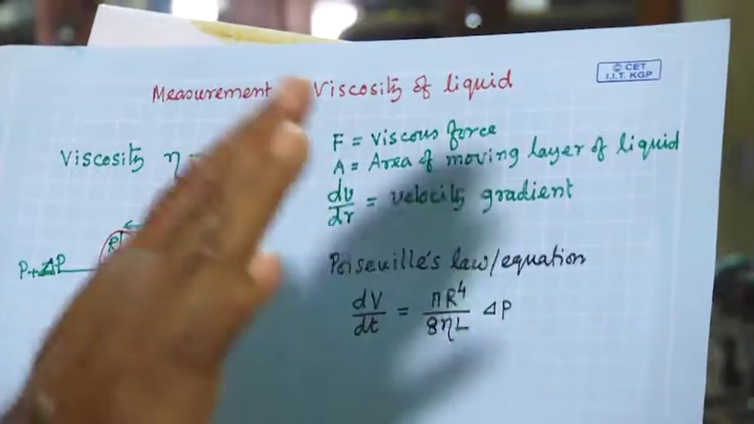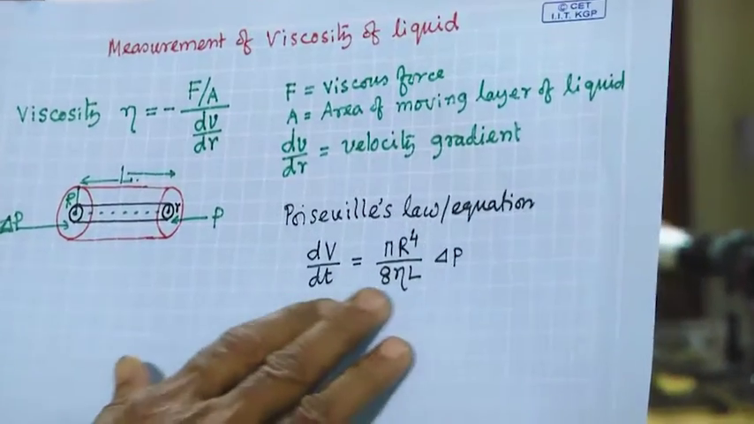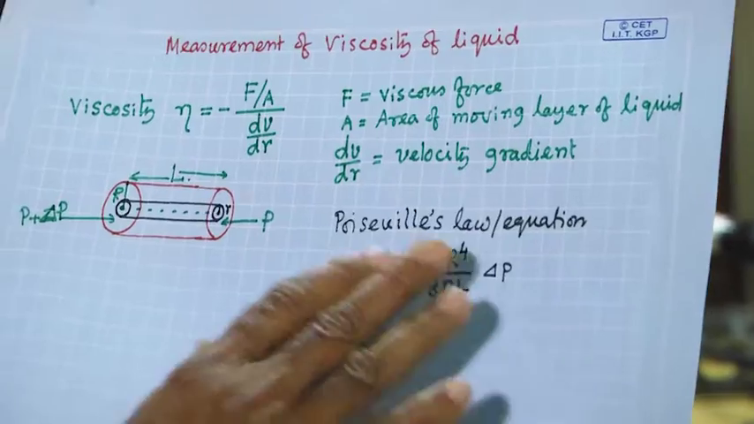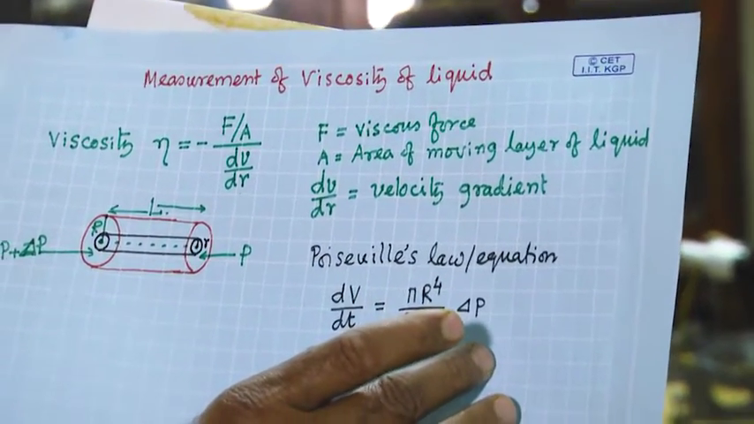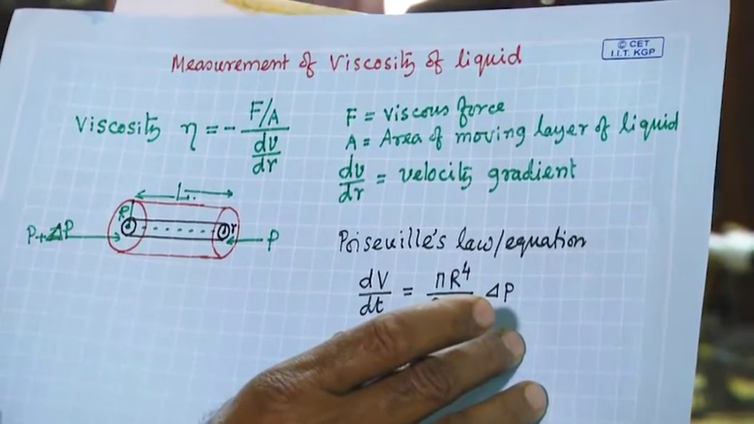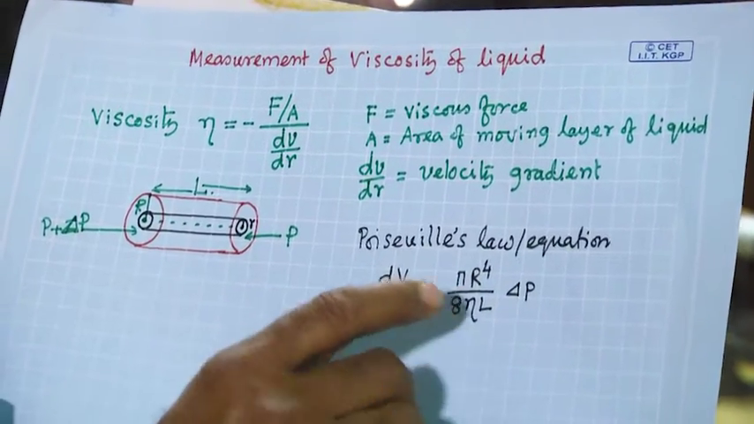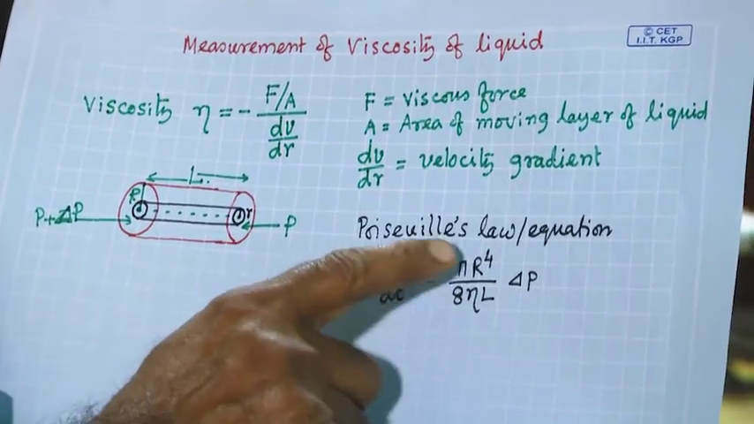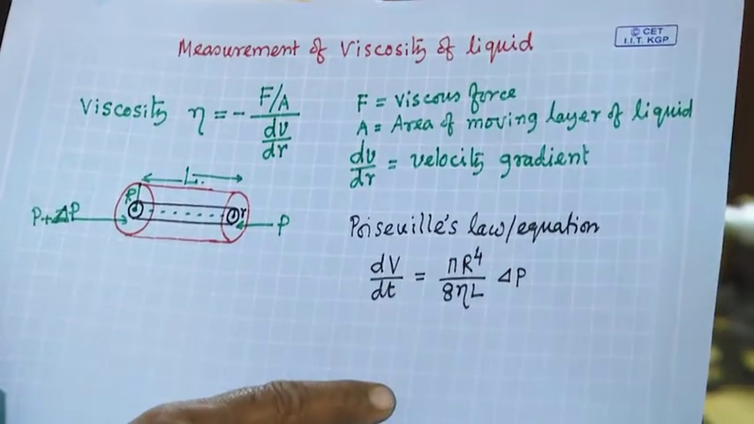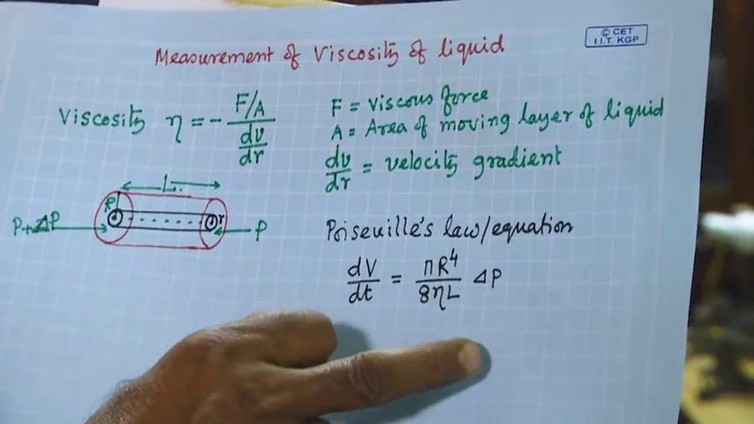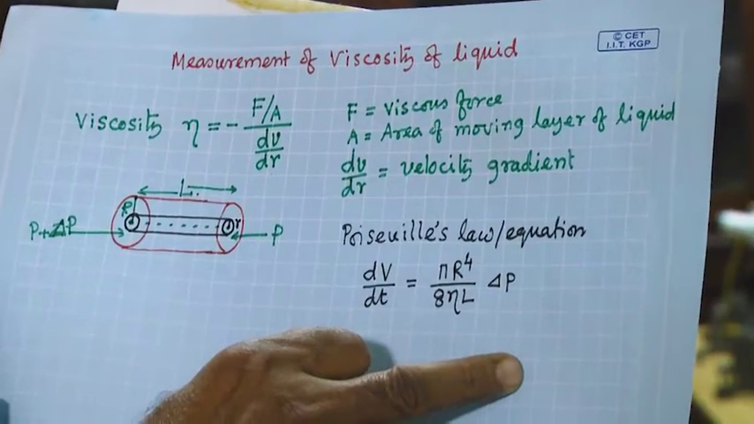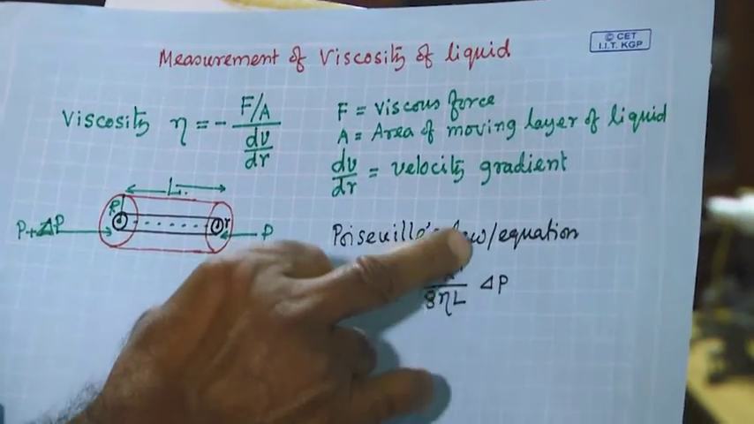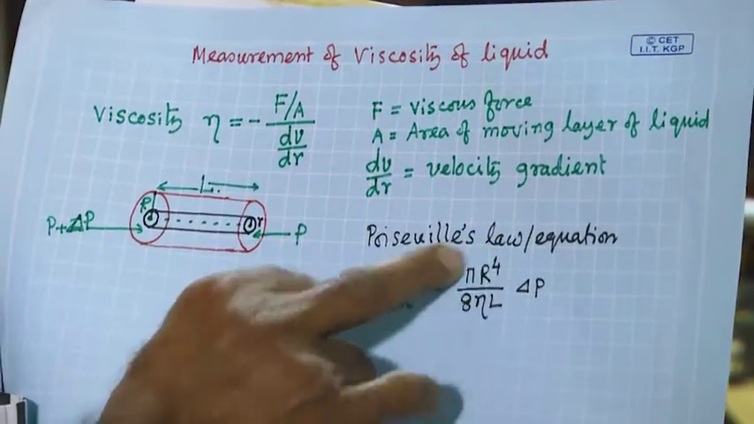So for our experimental setup, this is the working formula. So if this is the working formula, what we will do, for a particular tube, it has a particular radius, capital R, and a particular length L. Now this part is constant for a particular tube.